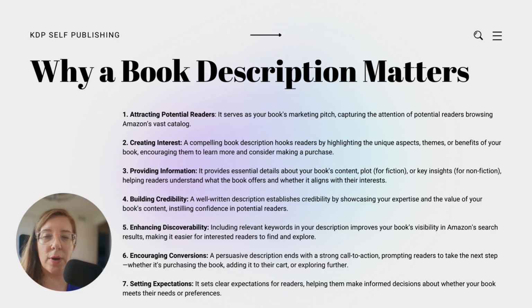Point number five, enhancing discoverability. So, including relevant keywords in your description improves your book's visibility in Amazon's search results, making it easier for interested readers to find and explore.